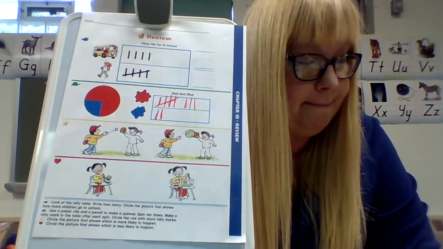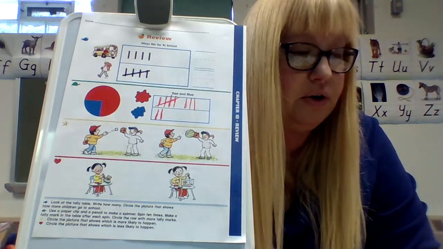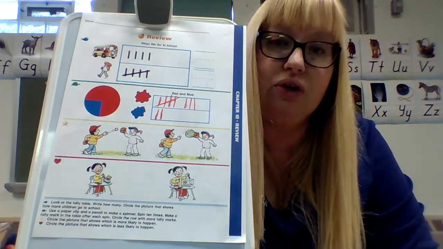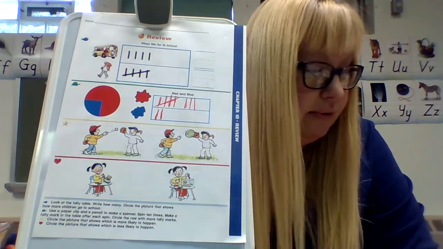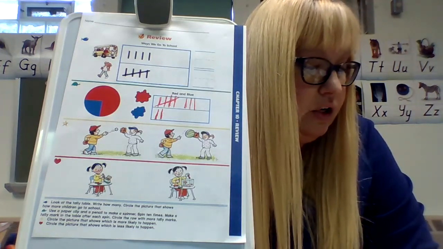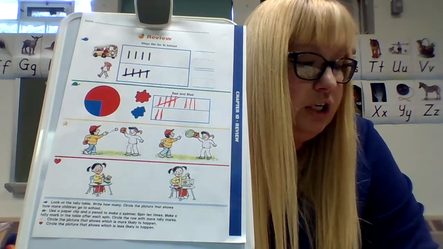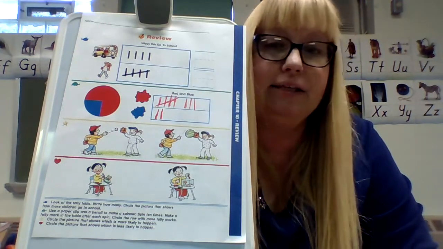Okay. And that's it for green turtle. Now we're going to move down to yellow star. Look at those two pictures. Remember that from yesterday. So for yellow star, circle the picture that shows which is more likely to happen.